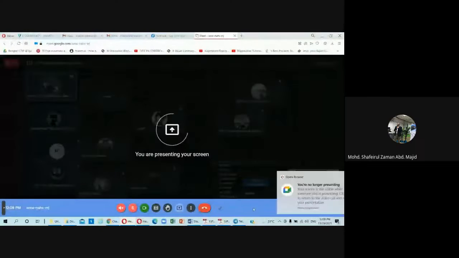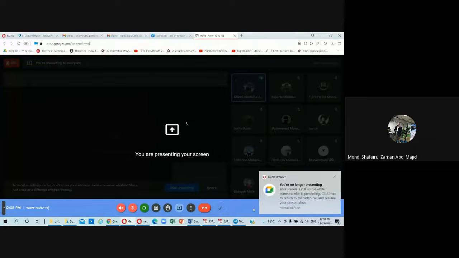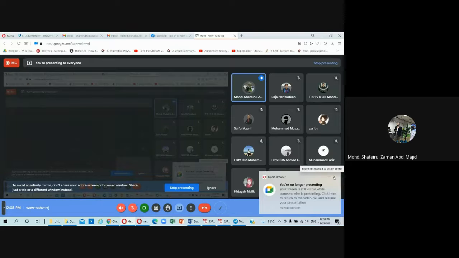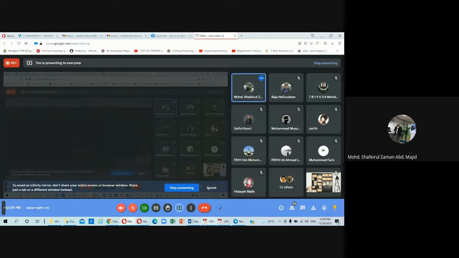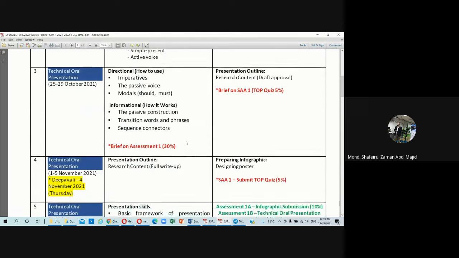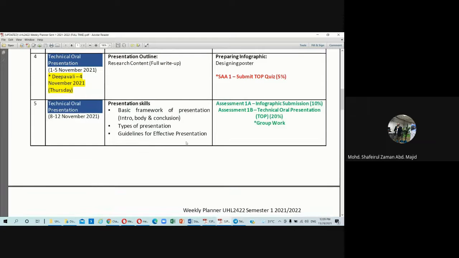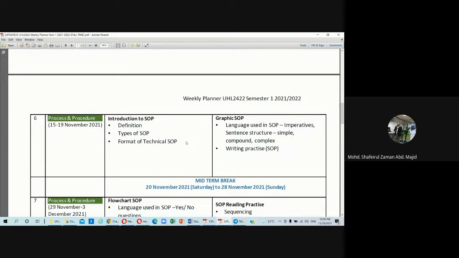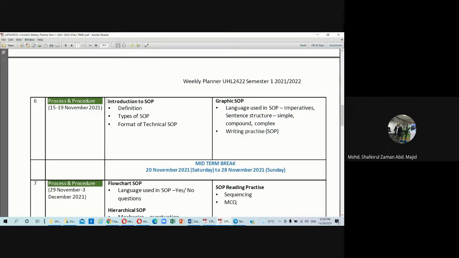I'm going to share my screen, then perhaps you can also look at the same thing. I have shared this updated weekly planner with you last night. I hope you have gotten the chance to go through it. So right now I am sharing the weekly planner. We missed this out in week 6, whereby I have given you the opportunity to complete your first assessment in week 6.